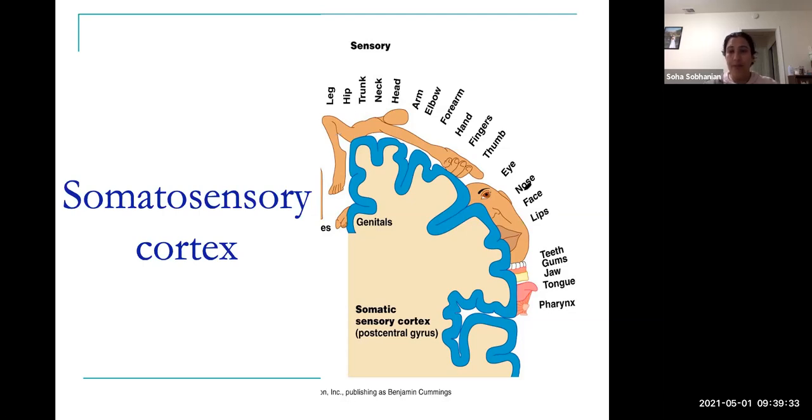So by looking at this picture, guys, which part of your body collects a lot of data? Based on this, what do you think? Look at the size versus how much of the brain is dedicated to this. Which part of your body collects a lot of somatosensory data? Can you give me an answer? Parts.